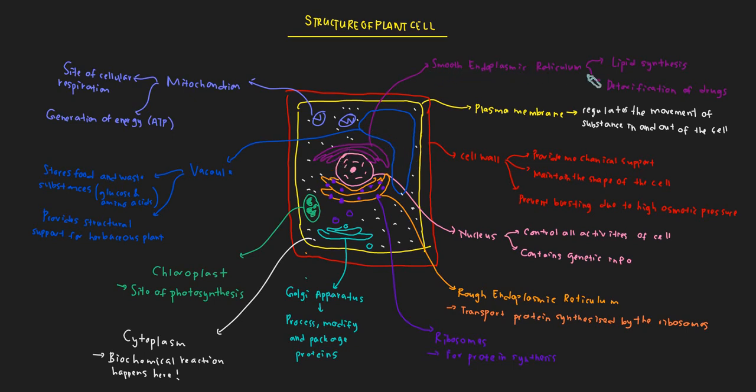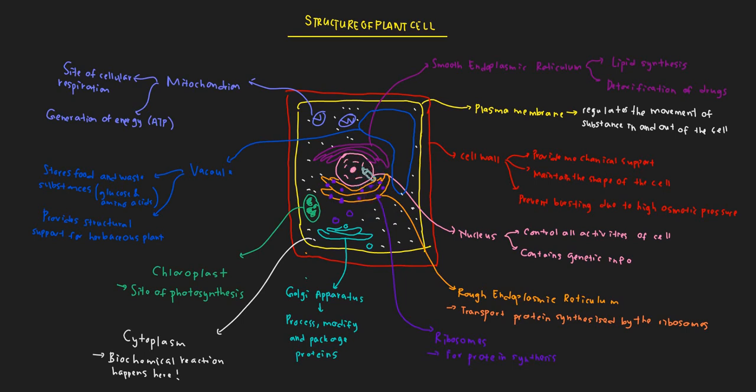The main function of the smooth endoplasmic reticulum is to synthesize lipids and to detoxify drugs. And next we have the rough endoplasmic reticulum. The main function of the rough endoplasmic reticulum is to transport protein synthesized by the ribosomes. And the ribosomes produce protein, so basically it is where protein synthesis happens.